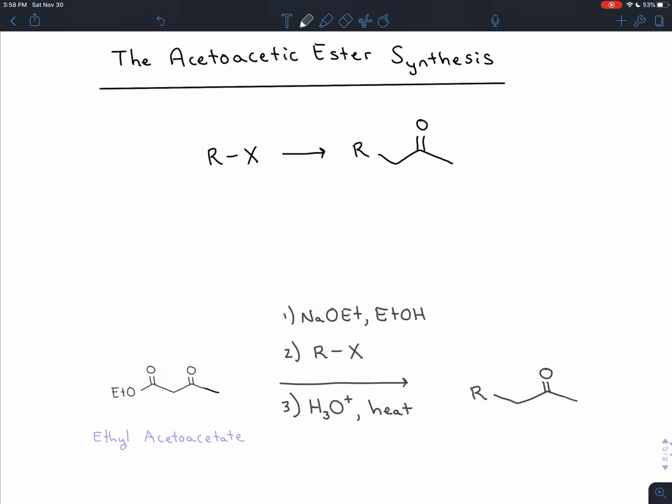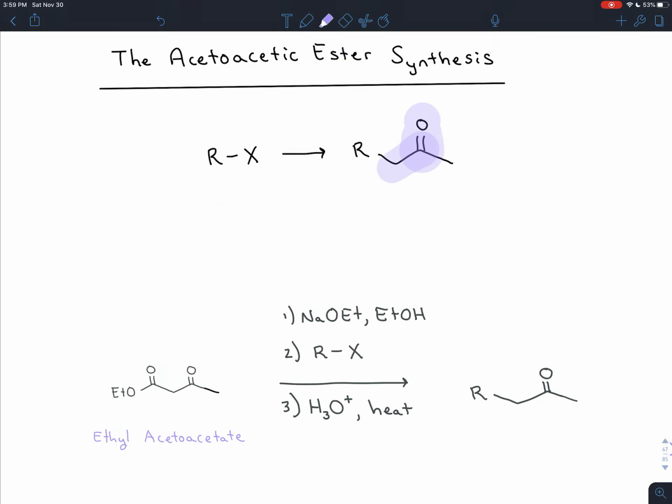So what we're going to do here is we're going to take an alkyl halide, so we have this new chemical statement. Remember, you could read this left to right or right to left. This one sentence has two statements in it. If you read it right to left, what it says is you can take an alkyl halide and make something called a methyl ketone.